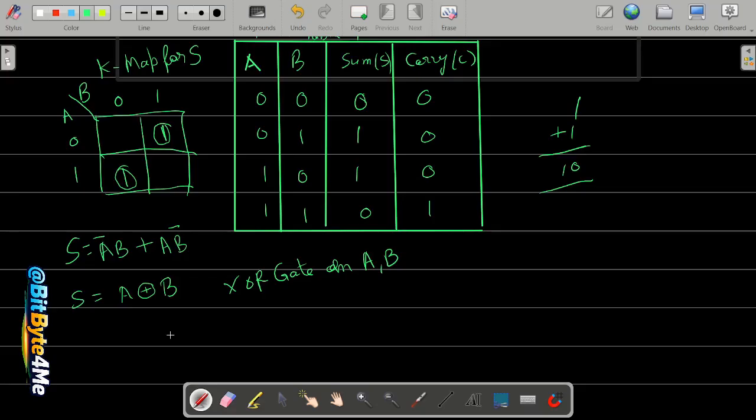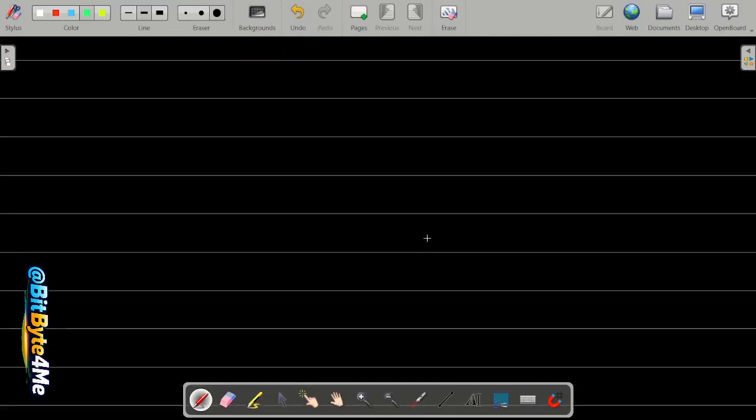Similarly for carry we have the same two inputs A and B. The values of A and B are the same 4 values 0 0, 0 1, 1 0 and 1 1. The output is 0 0 0 and 1. So we have to make a K-map for this also. So we will make a K-map for carry.